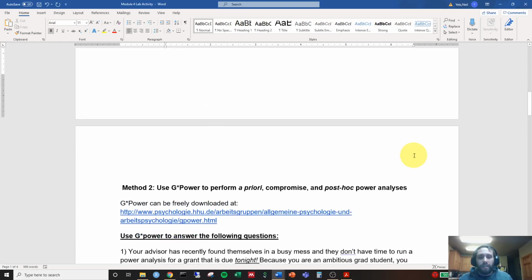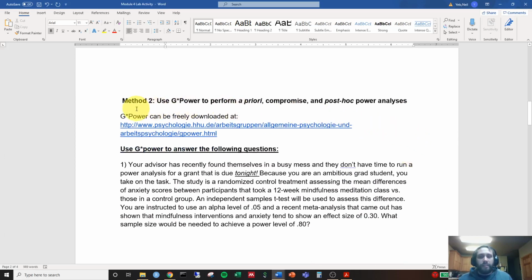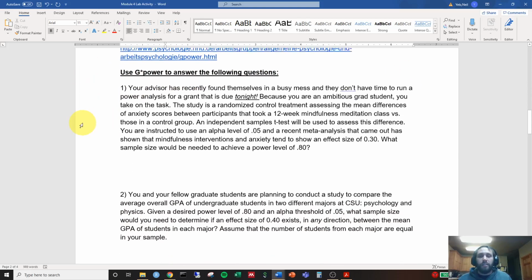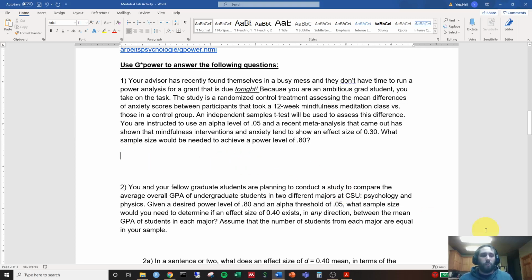And then we're also going to go down to this method 2, in which we use G-Power to perform an a priori, compromise, post hoc analysis. And again, here's the link. So let's go ahead and run over this word problem here. Your advisor has recently found themselves in a busy mess and they don't have time to run a power analysis. So they have a grant that's due tonight.